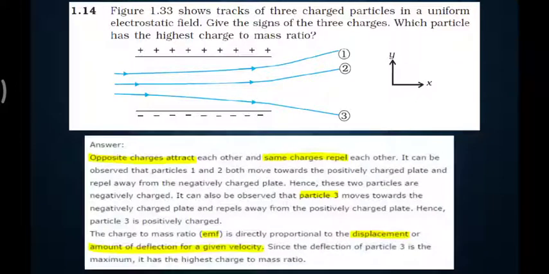Now you can read by pausing the video, or you can read the highlighted parts. I explained the first paragraph, and the second paragraph is about charge.